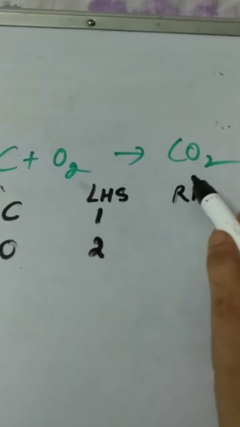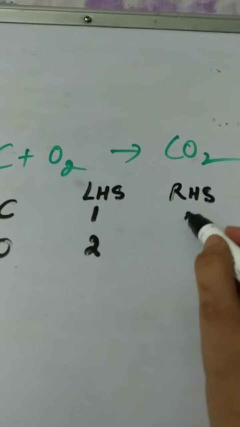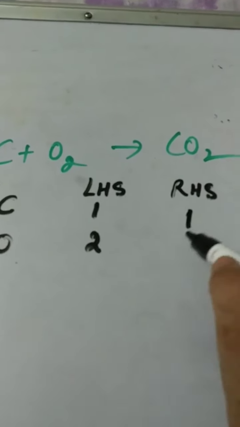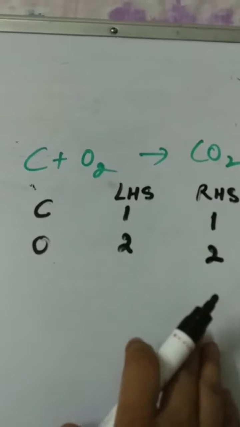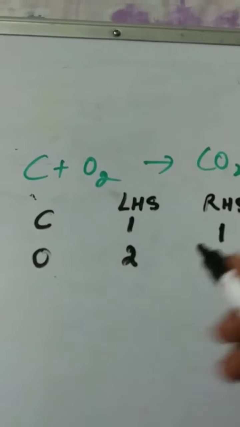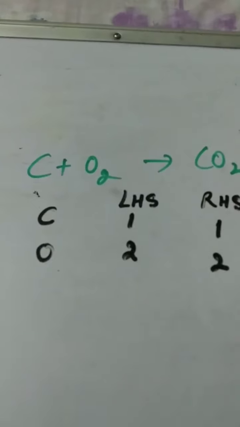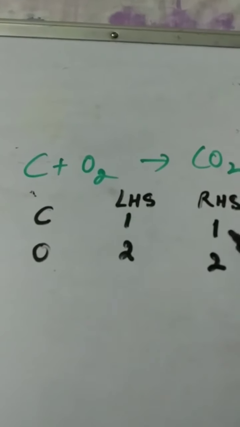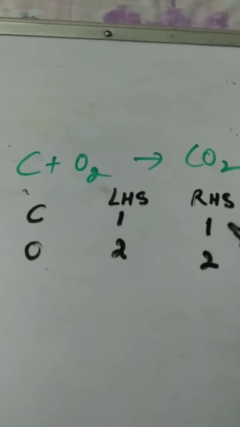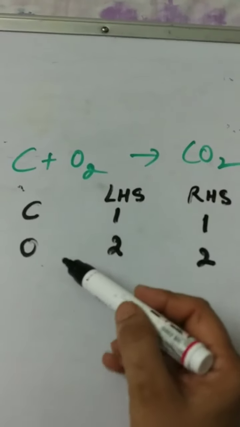See toward the product side, how many carbon are there? 1. And how many oxygen are there? 2. It means this equation is a balanced equation because on both sides an equal number of atoms of carbon and oxygen are present.